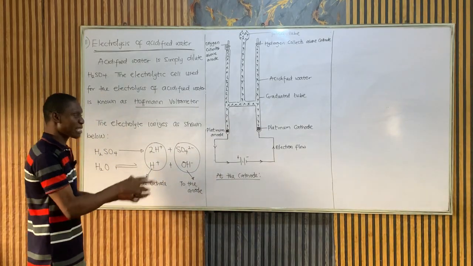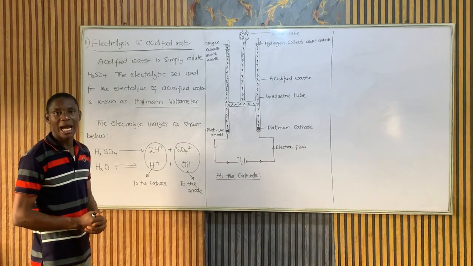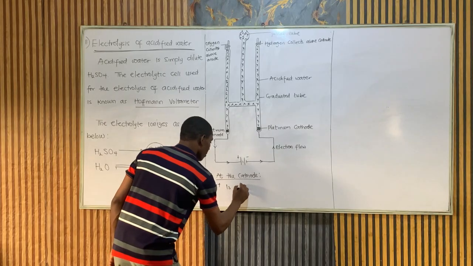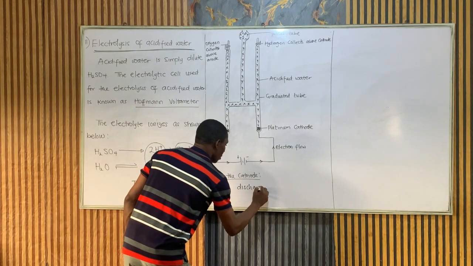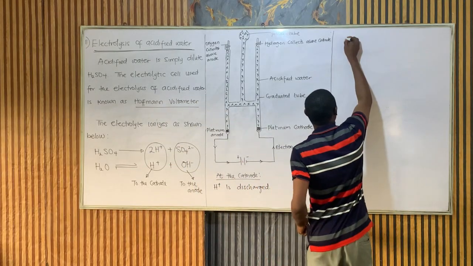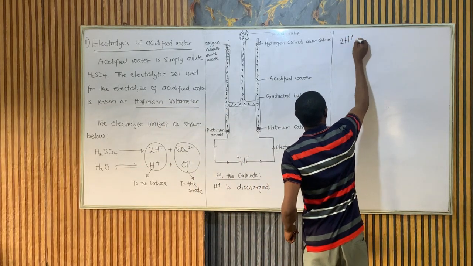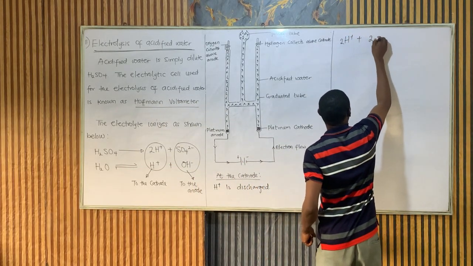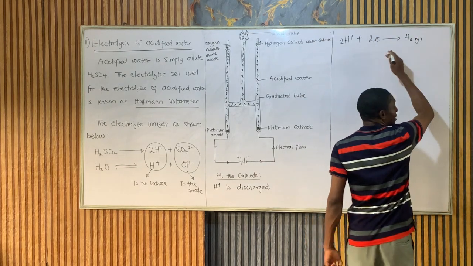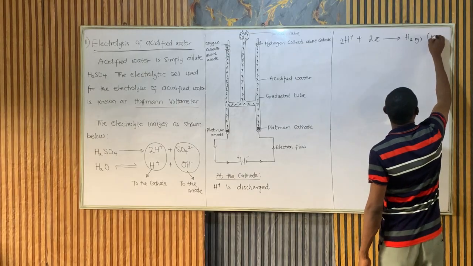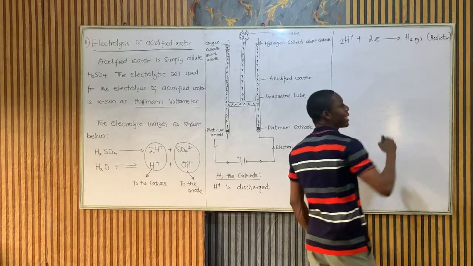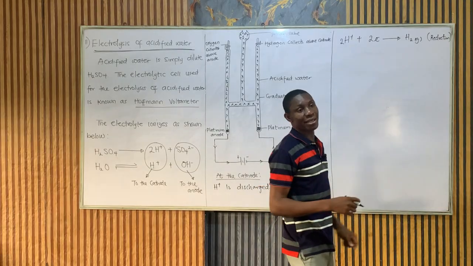Because only hydrogen is present at the cathode, obviously, hydrogen will be discharged. It's not competing with any other ion. So we have it like this. Hydrogen ion. Since it's 2 hydrogen ions, it accepts 2 electrons and then is discharged as hydrogen gas. Now this process is known as reduction. Take note. I didn't say that in our previous example, but why? Because it is gain of electron.